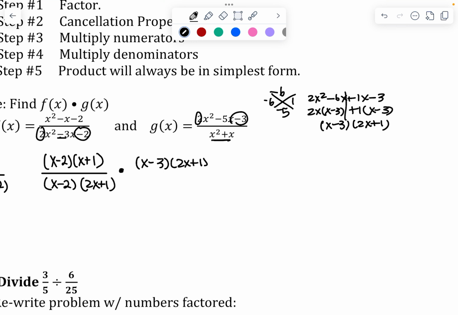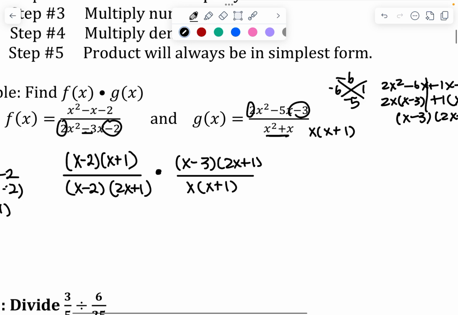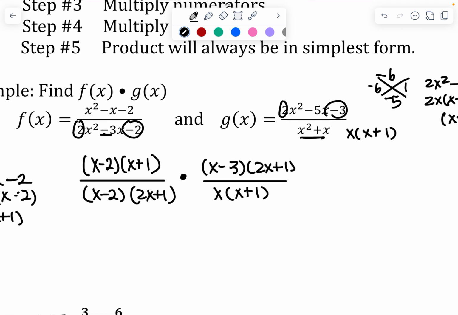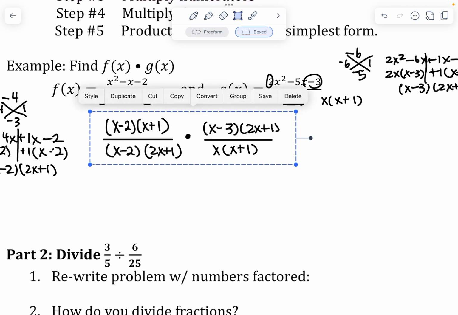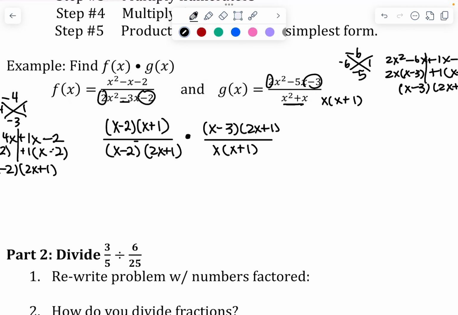And then on bottom here, that's just a GCF situation. So factor out an x. And then remember, we're going to multiply the numerators and multiply the denominators. And so we can rewrite this as a single fraction. In fact, if you just want to extend your fraction bar, this is all just one big fraction.